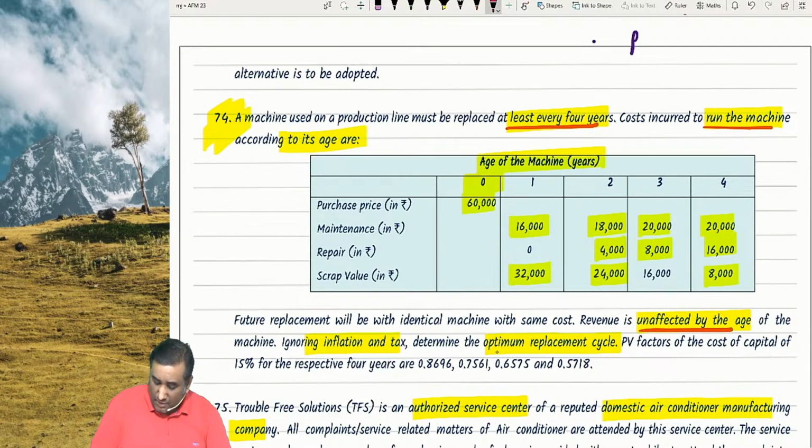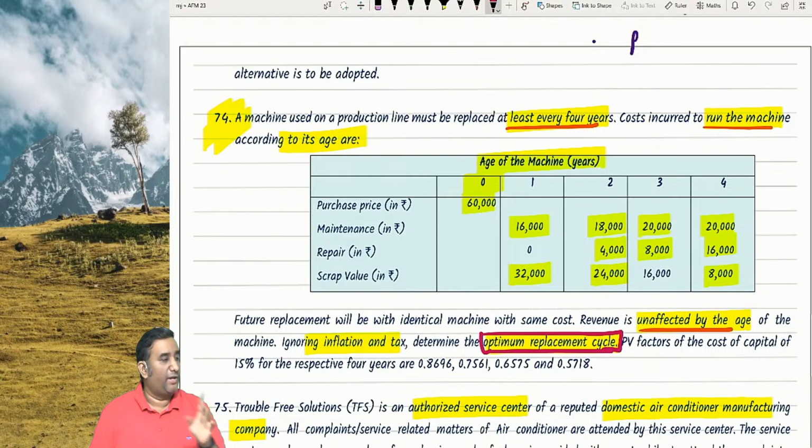Highlight this word, please. Optimum replacement cycle, a very important term. That means when to replace. Basically, should we run the machine for 1 year and then replace? Should we run the machine for 2 years and then replace? Should we run the machine for 3 years then replace? Or should we run the machine for 4 years and then replace? The problem is, if for example I buy today and run for 1 year, some costing will come.